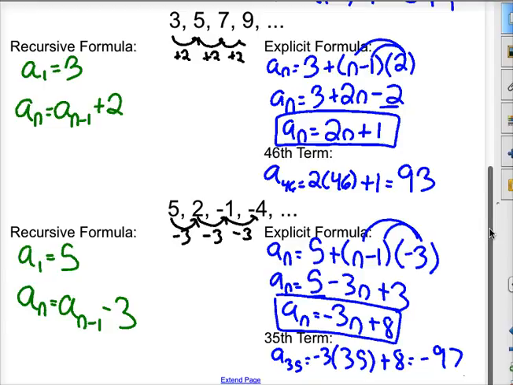So that's the basics you need to know to begin our conversation about arithmetic sequences. Just know how to write both of the formulas and use the explicit formula to calculate a term.